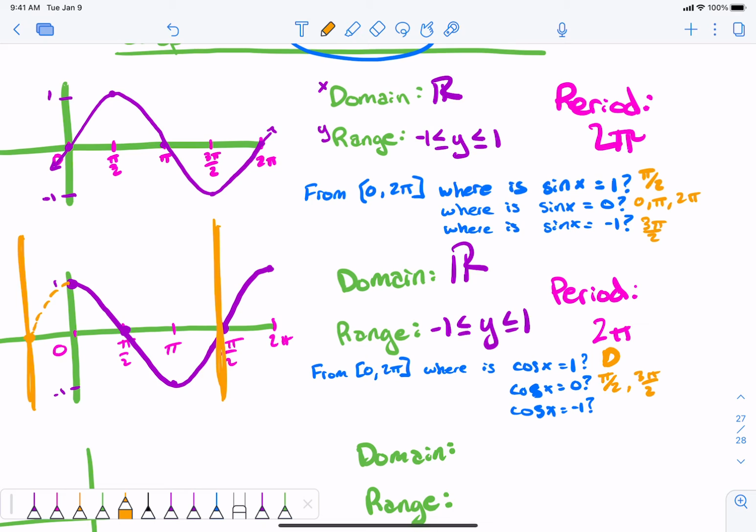Okay, and where is it touching -1? Oh, wait a second. No, because it wouldn't be 0. Where it's 1 is also 0 and 2 pi, so we need 0 and 2 pi where it's touching 1, because it's touching here and it's touching there. Okay, cosine's -1 at pi, right? Okay, there we go. That's good.